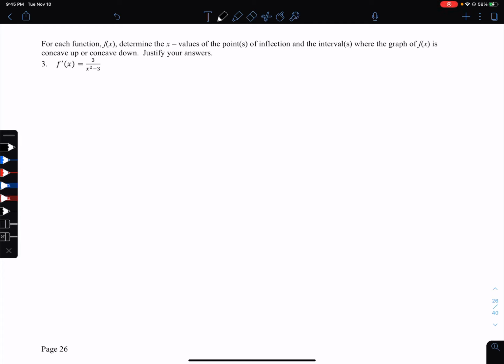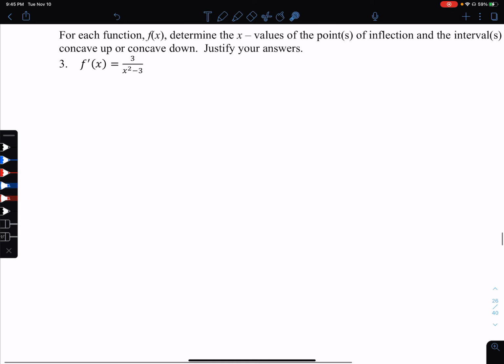This is the third example of us using the second derivative sign diagram to determine where the graph is concave up and concave down and where the inflection points are. So the directions determine the x values of the points of inflection and the intervals where the graph of the function is concave up, concave down. Justify your answers.